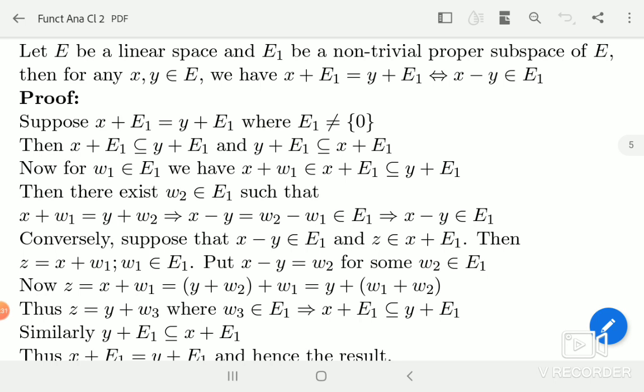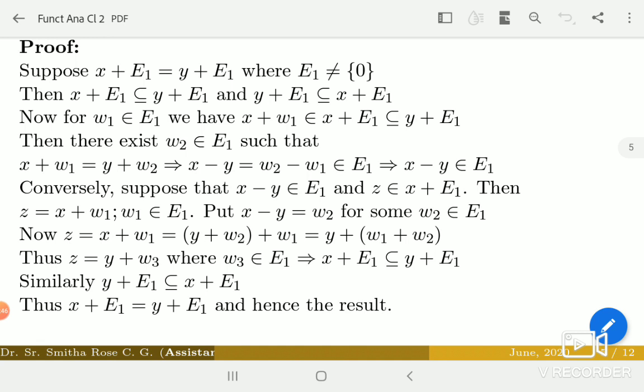So that implies x plus E1 is a subset of y plus E1. I am taking an element Z from x plus E1 and seeing that it is in y plus E1, so we get the subset condition. Similarly, we can prove that y plus E1 is contained in x plus E1. So from both inclusions, x plus E1 is equal to y plus E1, hence the result.